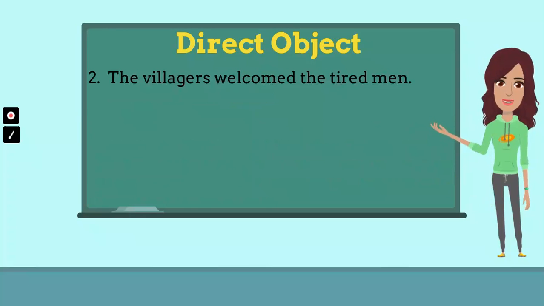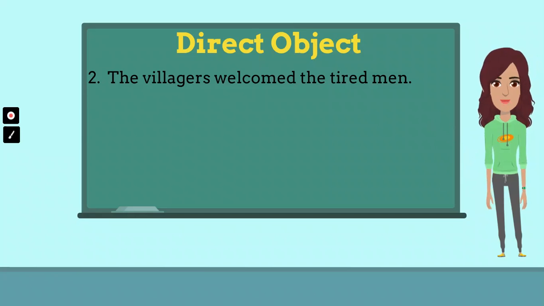Example 2. It reads, the villagers welcomed the tired men. So our objective here is the same, to identify the direct object. Remember, the direct object is defined as the person who or the thing that receives the action of the verb. A simple way to identify the direct object is by firstly identifying your verb and then asking whom or what of the verb. So the verb here is welcomed.